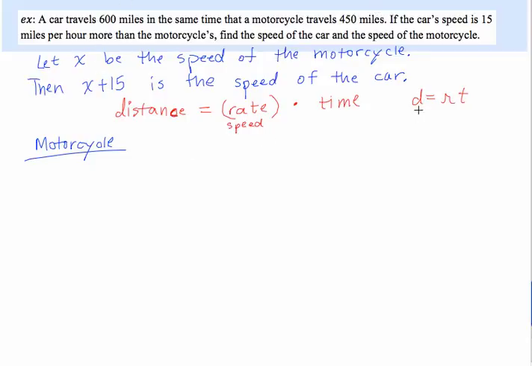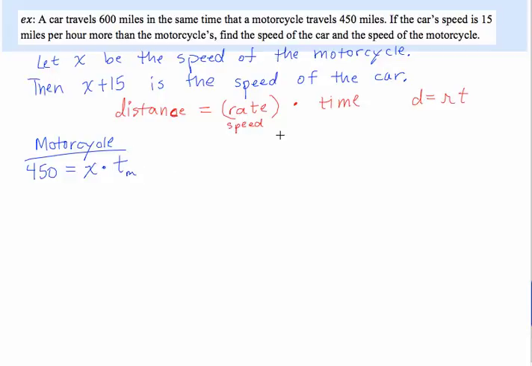So the distance that the motorcycle travels in this problem is 450 miles. We'll leave off units until the very end. That distance is equal to the rate at which the motorcycle travels, well, the speed of the motorcycle is x, times the time for which the motorcycle travels, and we don't know what that is. So I'm going to call that t sub m, meaning time for the motorcycle to travel.